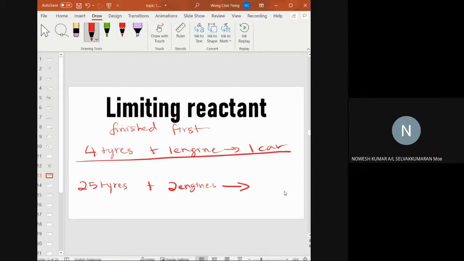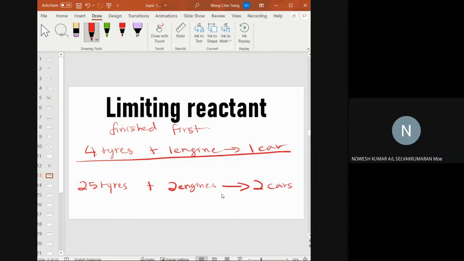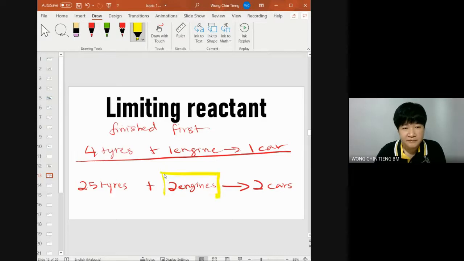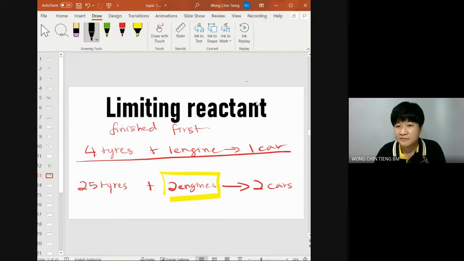2 cars. Novesh say 2 cars. Alright, Novesh, why 2 cars? Because we have 2 engines only. But I have a lot of tires. Yes, you have a lot of tires. Buat apa? You don't have an engine. You can't build the car. Okay? So this will automatically become your limiting reactant. Benda yang akan limit proses tersebut. That is your limiting reactant.